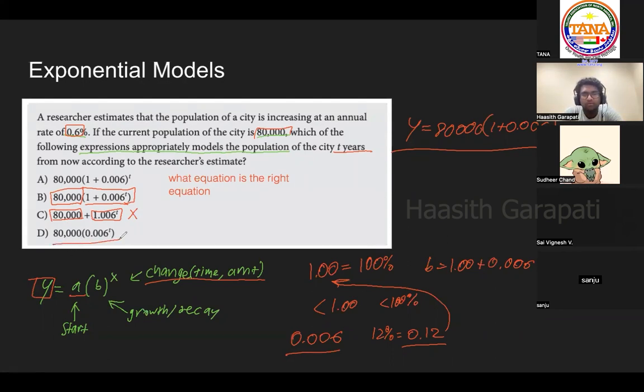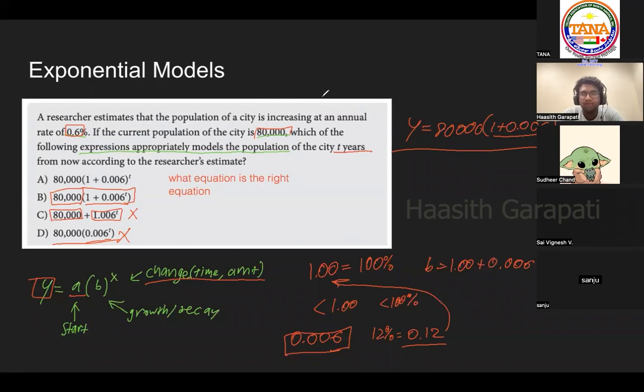Now, D, this is the one where a lot of people get tripped up, where they initially get something right, which is that 0.6% is equal to 0.006, but they put that as the growth factor. The problem with this is that 0.006 is going to severely decrease your population, not increase your population. Remember, if something is increasing, then its growth factor is going to be above 1. If it's decreasing, then its growth factor is going to be below 1. And clearly that makes sense here because 1 plus 0.006 is above 1, representing growth.